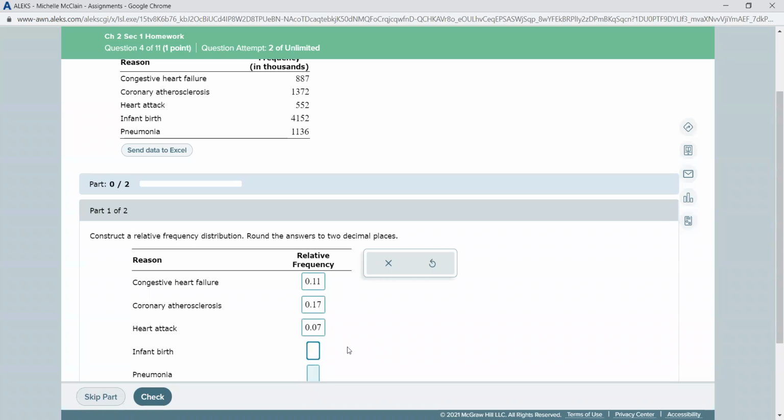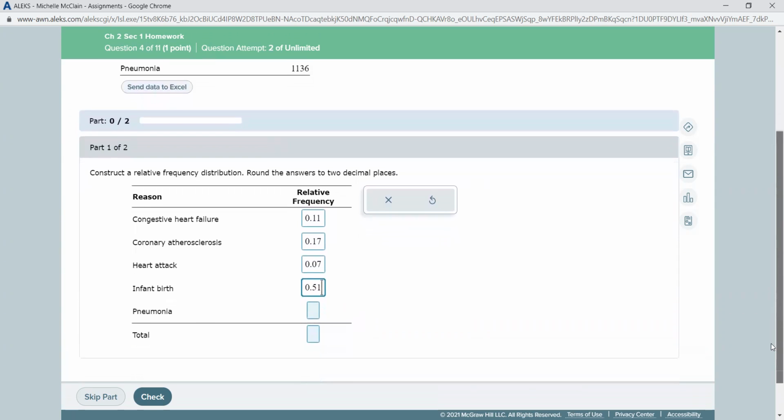Right, infant birth, 4,152. Just divide that by 8,099. Round 2 decimal places, 0.51. And let's take a look at the last one, pneumonia. Round 2 decimal places, 0.14.